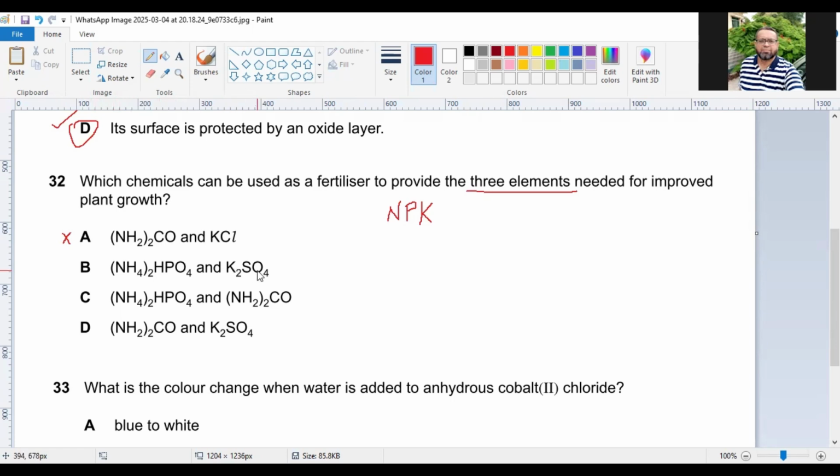Ammonium phosphate and potassium sulfate. So potassium is there, phosphorus is there, and nitrogen is also there. So it should be the answer. Ammonium phosphate and urea. Here potassium is not there. So it cannot be the answer. Urea and potassium sulfate, again the phosphorus is not there. So the correct answer is B.